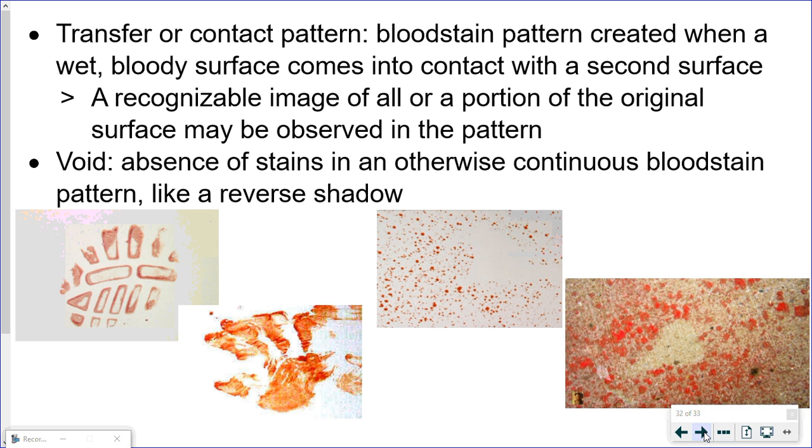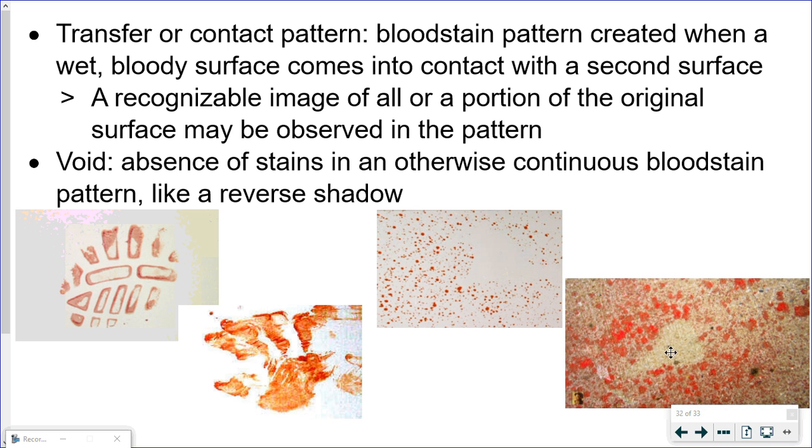And then we have voids. This is the last one that we're going to look at. This is particularly useful because it's actually the absence of blood stains, so it means that there is an object blocking blood from reaching that area. So you end up with a shadow of the object that used to be there.